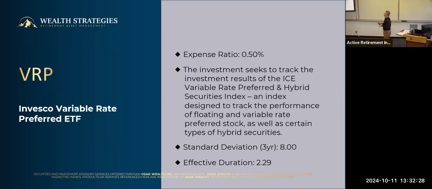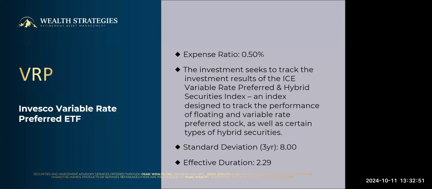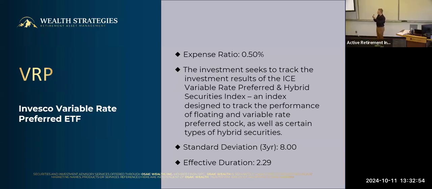And this tracks the investment results of the ICE variable rate preferred and hybrid securities index, an index designed to track performance of floating and variable rate preferred stock, as well as certain types of hybrid securities. So basically the stuff I just mentioned. You can see the standard deviation on this is getting decently higher, which is again another reason why it's a smaller portion of our short-term assets. It's getting closer to 8, which is a decent amount of volatility, but on a small level. Remember, we're making sure this doesn't impact our cash too much. It's just there to enhance yields a little bit and maybe kick off a little bit of dividend payments that we can put back into our short-term treasuries, just so that we have a little bit more to work with.